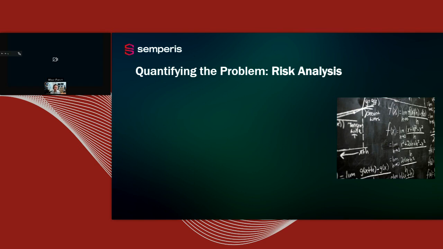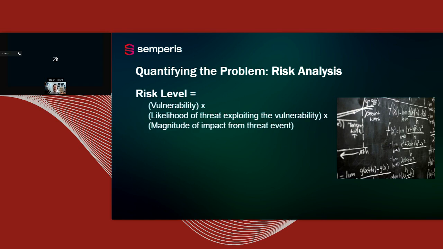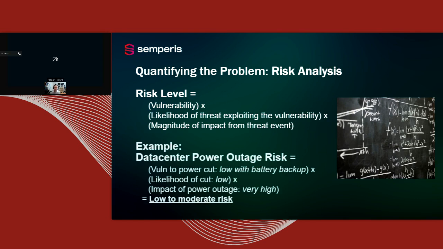So at its core, a risk analysis is simply the vulnerability of a system times the likelihood of a threat exploiting the vulnerability times the magnitude of the impact from that threat. Now, we actually do a risk analysis all the time as we drive from one place to another and put on a seatbelt. When COVID went on, what kind of an environment do you want to walk into? What is the risk associated with it? But a common example is a data center power outage risk, because we all know about data centers.